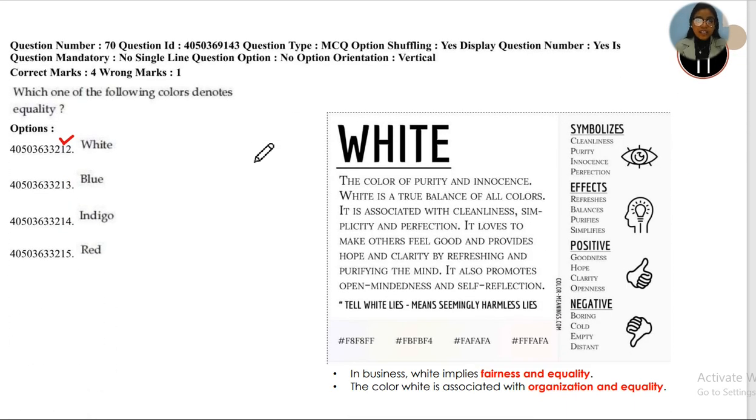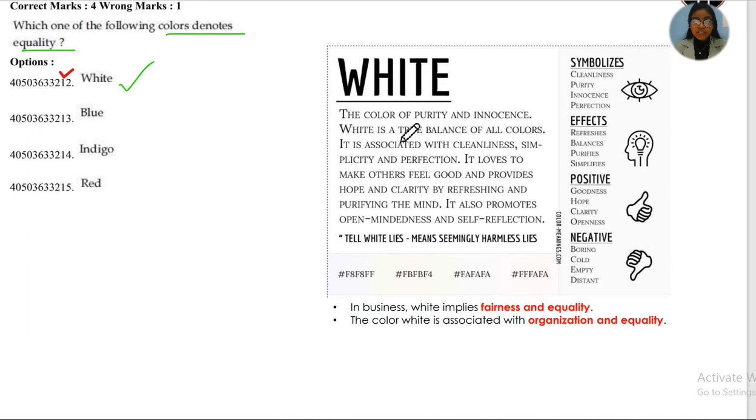Now the next question is, which one of the following colors denotes equality? The correct answer is white. Now just pay attention over here. The white color is also known as the color of purity or innocence. White is a true balance of all colors. This is very important. It is associated with cleanness, simplicity and perfection. Also, it promotes open-mindedness and self-reflection.